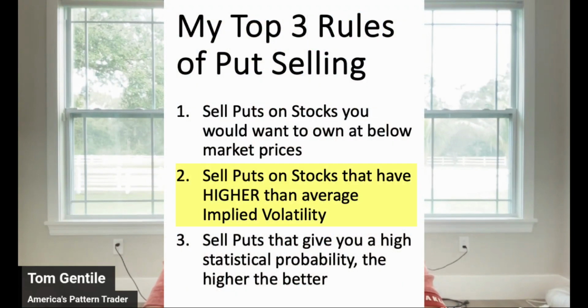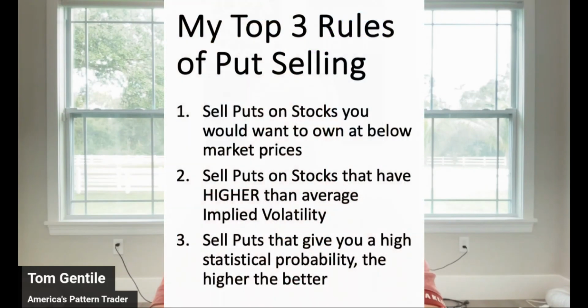Rule number 2, I want to sell puts on stocks that have higher than average implied volatility. Now, I have something called the morning report, which is free to everybody. That's at tomsoptiontools.com. And it allows us to look at expensive options. These are optionable stocks that have higher than average implied volatility. What this does is give you the ability to take in more than average premium on certain stocks. You just have to be choosy and choose what stocks you would want to own, and then look at what you're getting paid for those below market put strike prices.